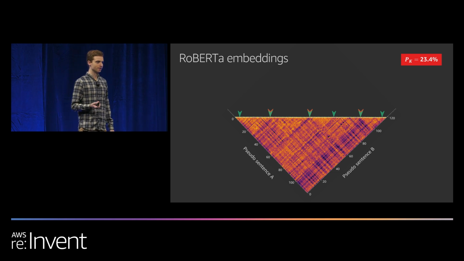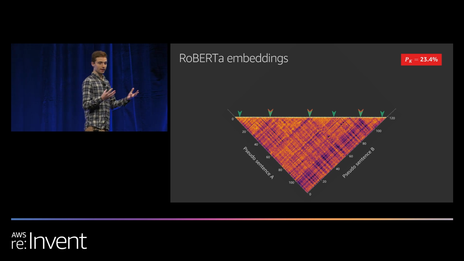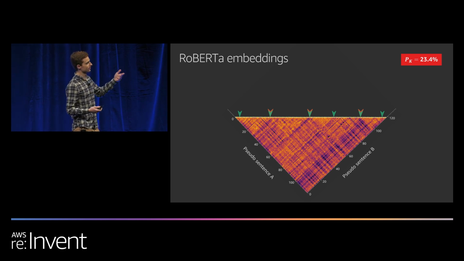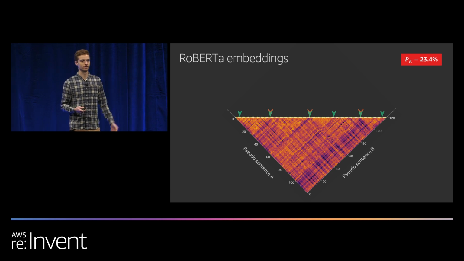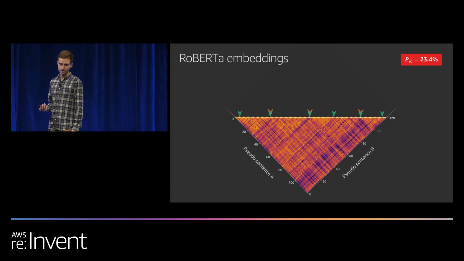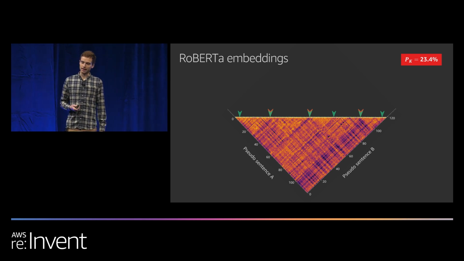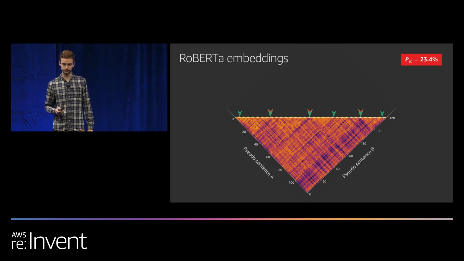With the RoBERTa embeddings specifically, so this is a modification of the BERT model, we're again working with this embedding for each sentence and comparing every sentence to every other sentence. We can start to see even more patterns coming through. So this is starting to look more like that ideal situation. And here we've picked up on 3 of the segments using a slightly different method. And we've got a PK of 23.4. So every time we're bringing this number down.